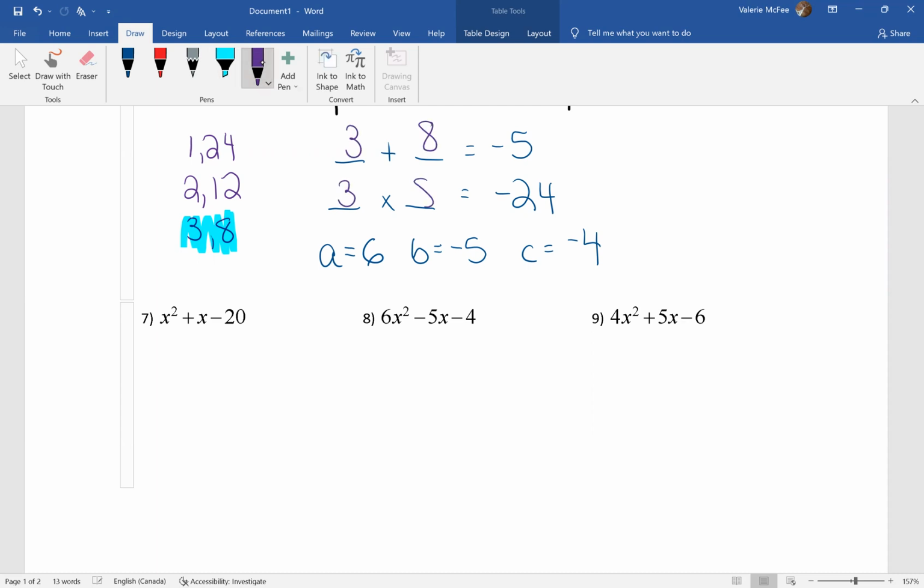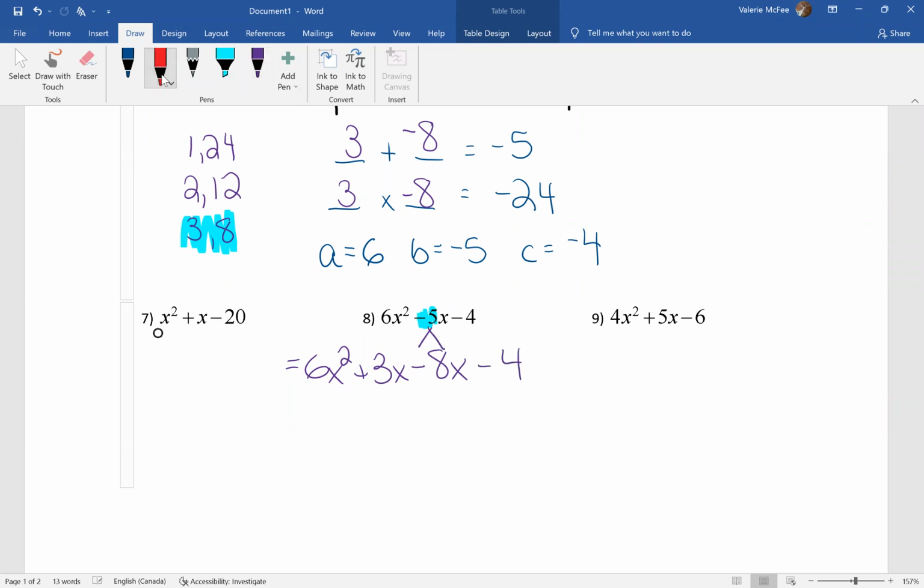We want a product of -24. That means one of them has to be negative. We want a sum of -5, so we know the 8 has to be negative. We're going to use those numbers to find our middle term. 6x squared, we have a +3. Make sure you remember your x, and a -8, because of course we want those to equal that middle term.